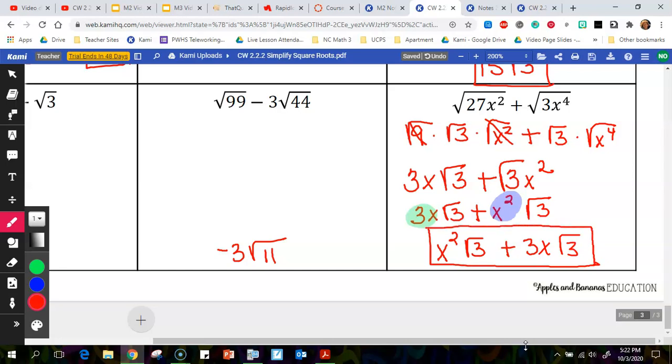I mean, there's another way I could write it. I could write root 3 times x squared plus 3x. I don't know if that's much simpler though. Either one of those would be right.